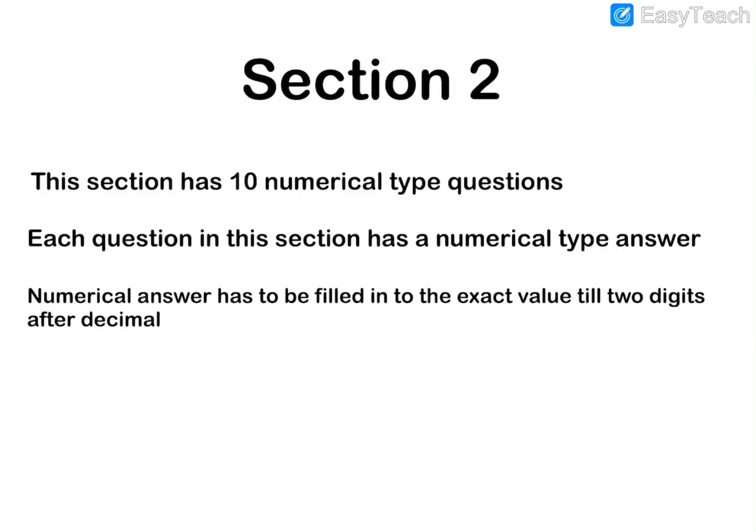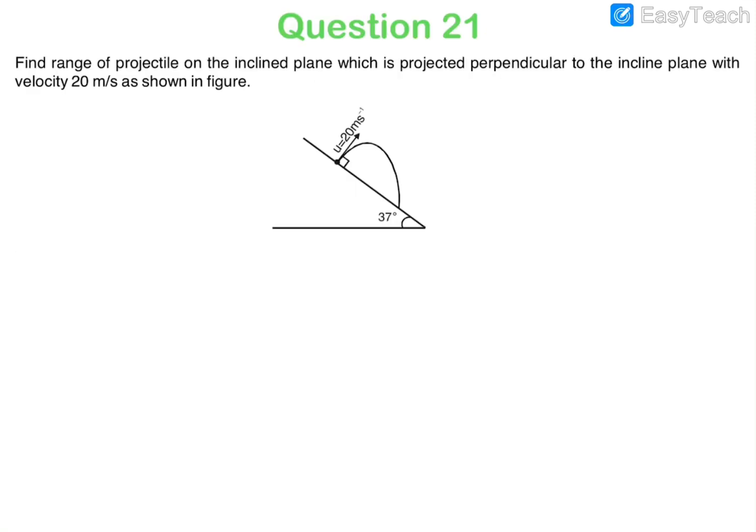Now we move on to the next question. This is section 2 in which there are numerical type answer questions. So in this first question, find out the range of the projectile on the inclined plane which is projected perpendicular to the inclined plane with a velocity of 20 meters per second. So obviously this is a simple question.